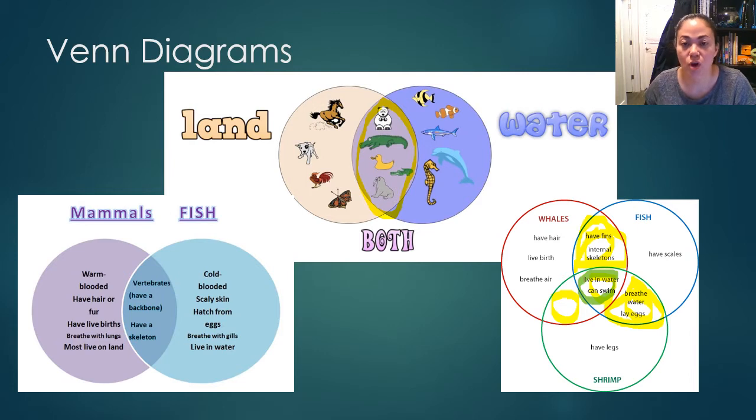All 3 of those circles overlap in that middle area, and it shows that all whales, fish, and shrimp both live in water and can swim. So there's a level of complexity there.